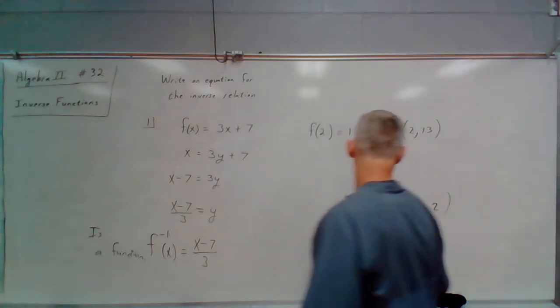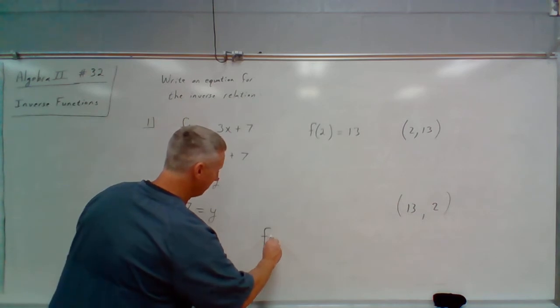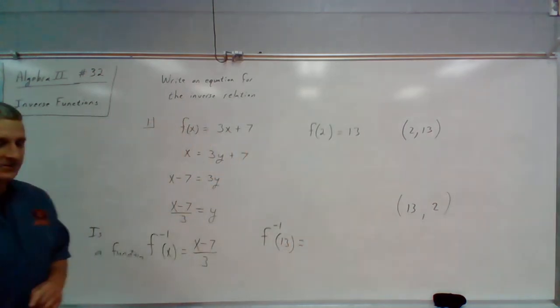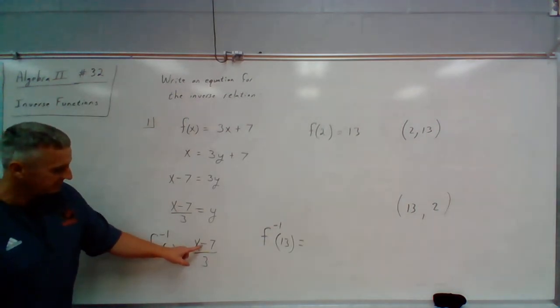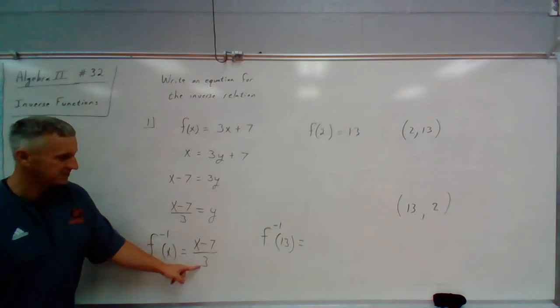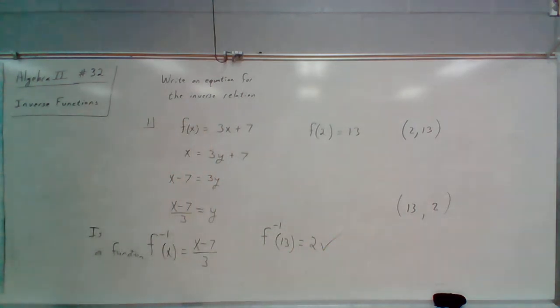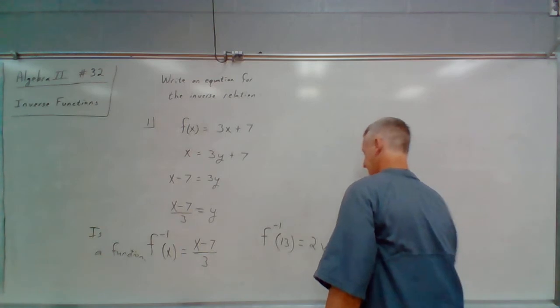Let's see if it is. We should be able to plug 13 into this function. So f inverse of 13, it better give us 2. Let's see if it does. If I put 13 in here, 13 minus 7 is 6. 6 divided by 3 is 2. So just like we expected. Now let's try one more of those just for fun.